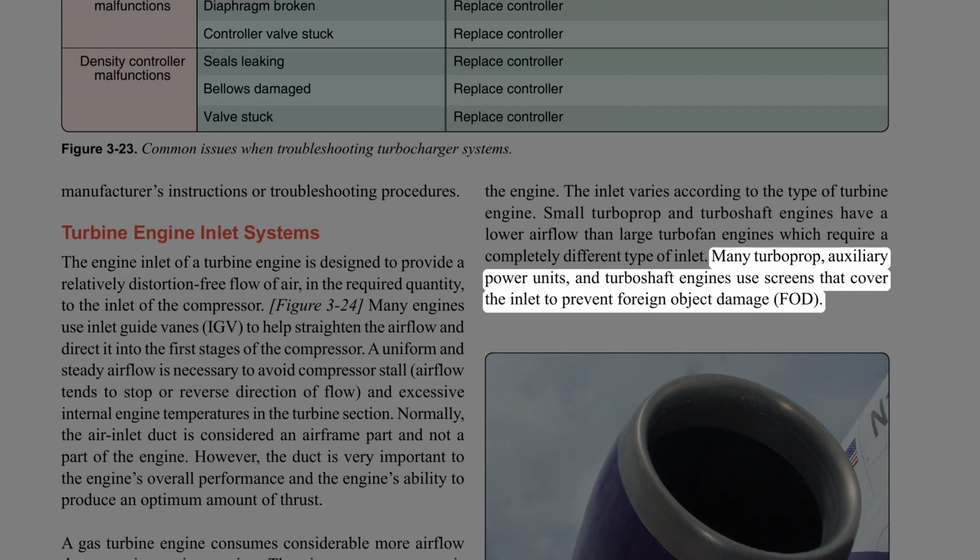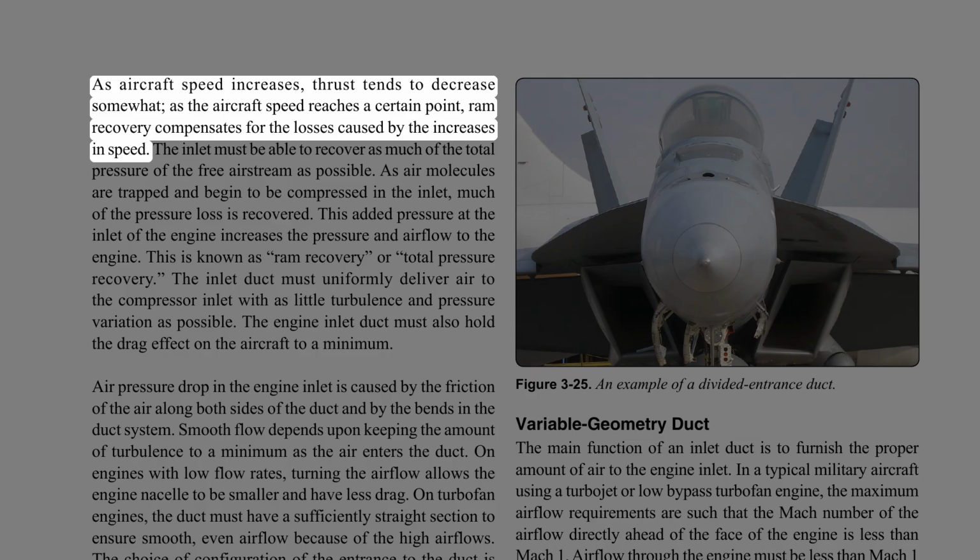Many turboprop, auxiliary power units, and turboshaft engines use screens that cover the inlet to prevent foreign object damage, FOD. As aircraft speed increases, thrust tends to decrease somewhat. As the aircraft speed reaches a certain point, ram recovery compensates for the losses caused by the increases in speed.